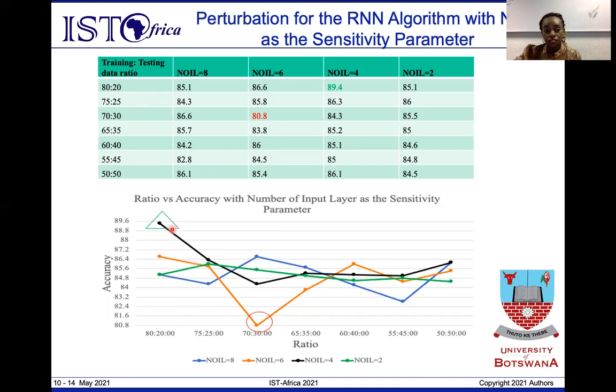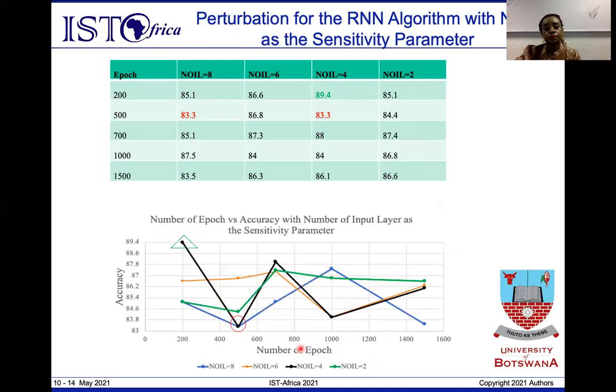As we can see in the graph, this is where the highest accuracy was attained, and this is where the lowest accuracy was attained when I perturbed ratio versus accuracy for number of input layers. And when I perturbed the epoch versus accuracy, the highest accuracy was obtained at 89.4 for the number of input layers being 4, and the lowest was obtained at epoch 500 for the number of input layers being 8 and 4. So this shows that the RNN actually performed the best with an accuracy of 89.4 when the number of input layers is 4.